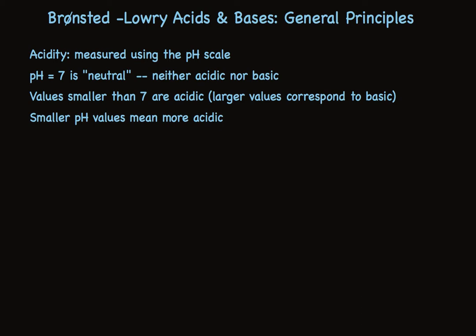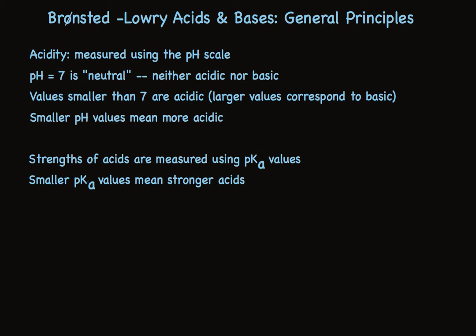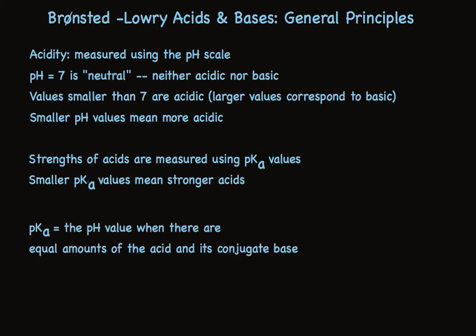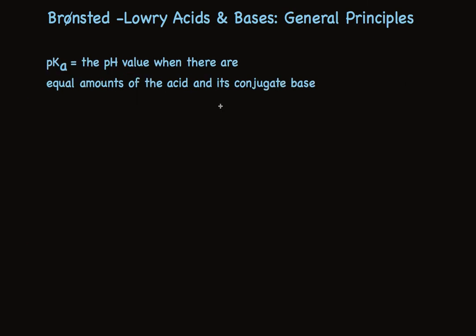There's a very similar scale that's used to talk about the strengths of acids themselves. This is defined as the pKa value. The strengths of acids are measured using this value, and smaller pKa values mean stronger acids, just like smaller pH values mean more acidic solutions. So what is a pKa? Well, the pKa is equal to the value of the pH when there are equal amounts of the acid and its conjugate base in a solution. Put in terms of an equation, we're saying that if we have a solution of an acid, HA, in water, there will be an equilibrium where we have formed the conjugate base of that acid, and H3O+.